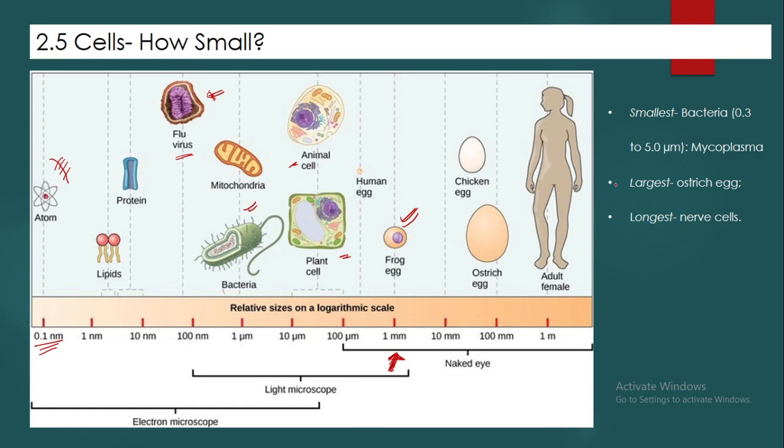The largest single cell is the ostrich egg. The longest single cell is the nerve cell. The smallest, we will say the bacteria, 0.3 to 5 micrometers, that is the mycoplasma. This looks like a nice GK question also: which is the smallest living cell? Bacteria, that is the mycoplasma.